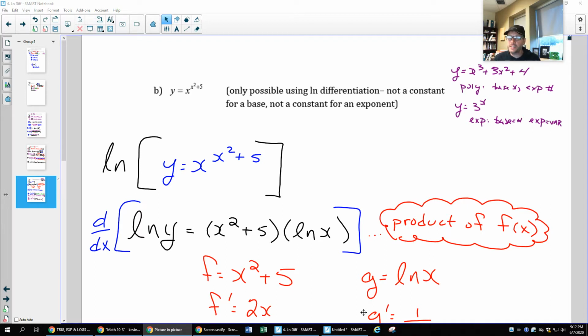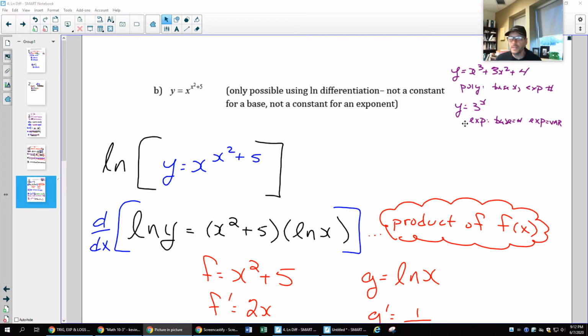A lot of us get kind of messed up on this question. We want to treat it like a polynomial function, x cubed plus 3x squared plus 4. But this is not polynomial. Polynomials have x for the base, but they have numbers for the exponents. So that's not what you have here. You got x for the base, you got x squared for exponents.